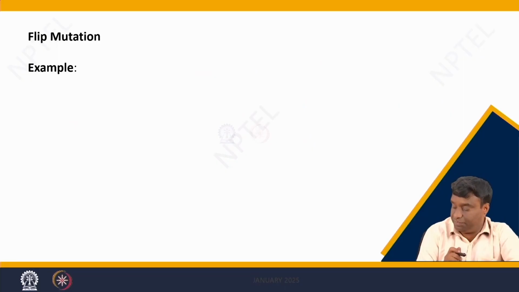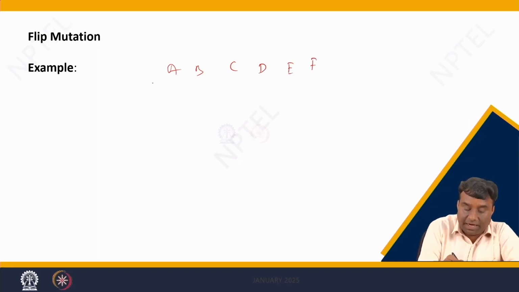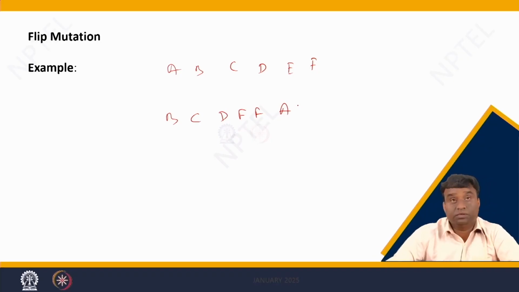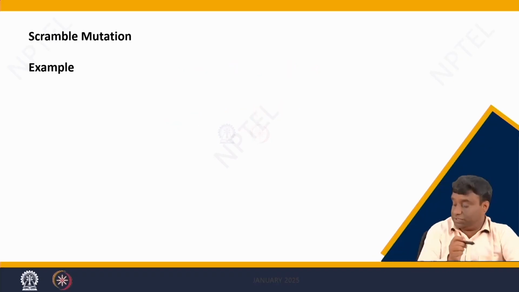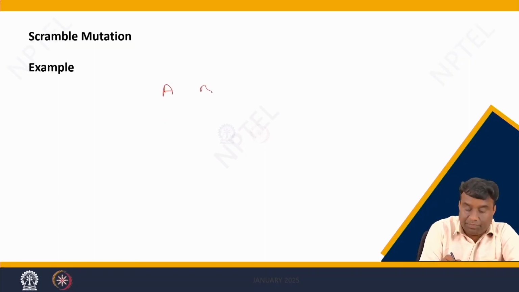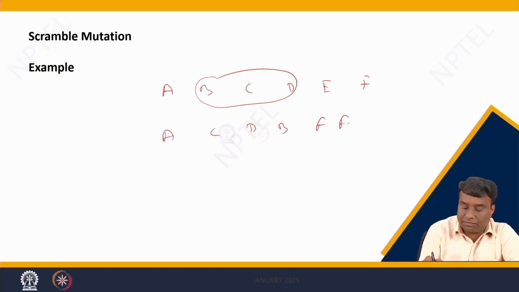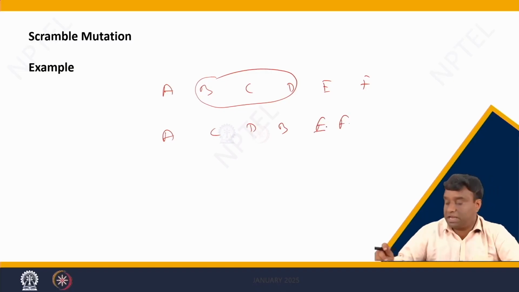Next one is flip mutation. Flip is A, B, C, D, E, F. Take any bit and put it in the last. So that is B, C, D, E, F, A. So that is flip mutation. Next is scramble mutation. So here is A, B, C, D, E, F. Take B, C, D and scramble it. So it becomes A, C, D, B, E, F. So this is the scramble mutation.